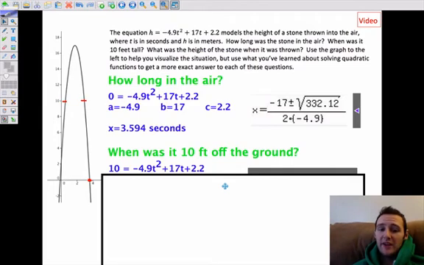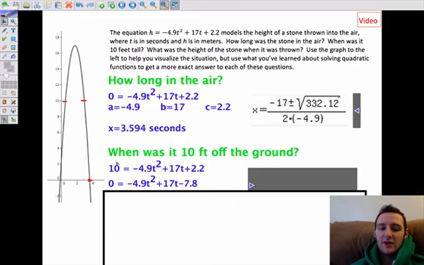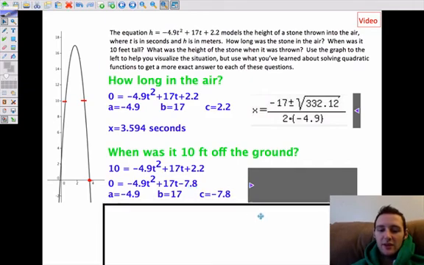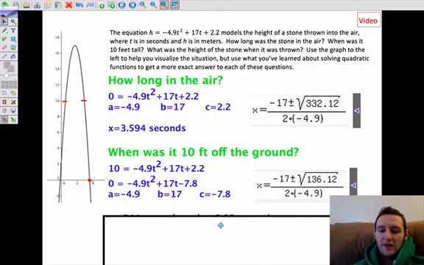I have to put it into general form though. So I have to set this equal to 0, meaning I have to subtract a 10 from both sides. So this is my new equation. And then obviously my a and b are the same, but c has changed. So I plug those into the quadratic formula, and it gives me two answers.